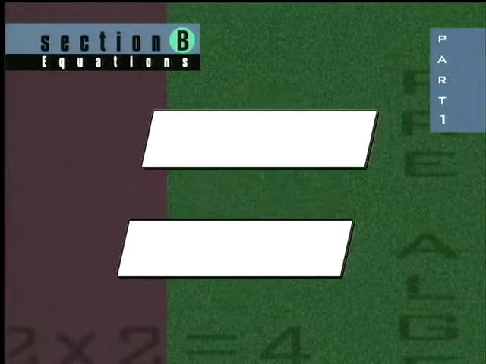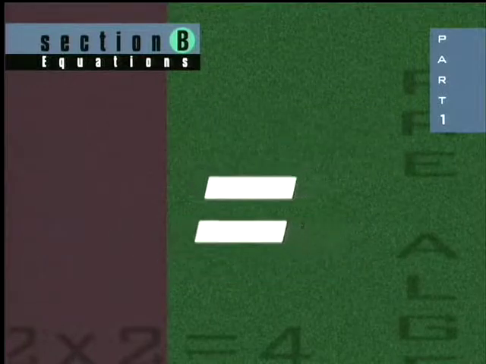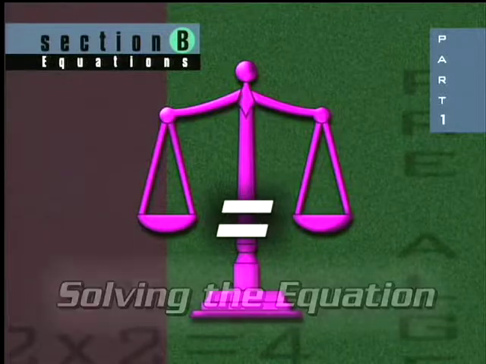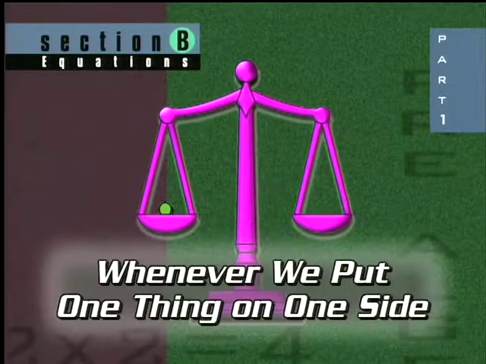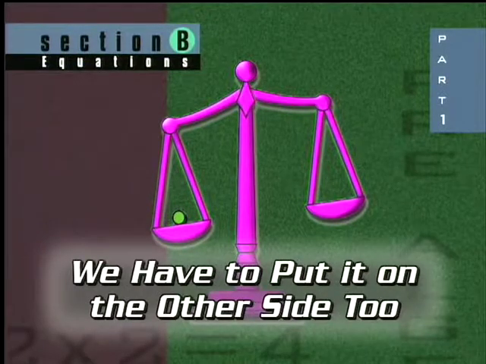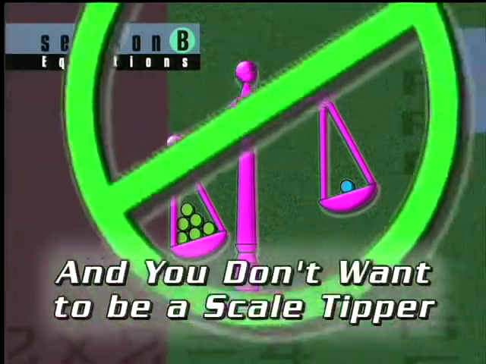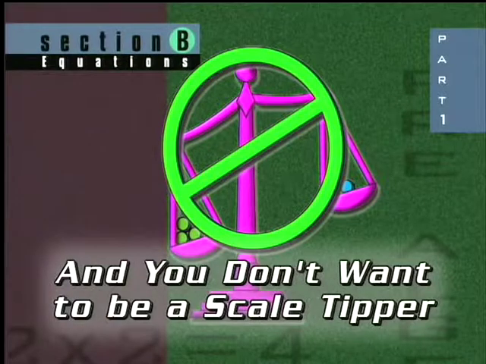So, when we see an equals sign, it means that both sides of the equation need to weigh the same. This means that as we go through the process of solving the equation, whenever we put something on one side, we've got to put it on the other side too. Otherwise, we'll tip the scale. And you don't want to be a scale tipper.